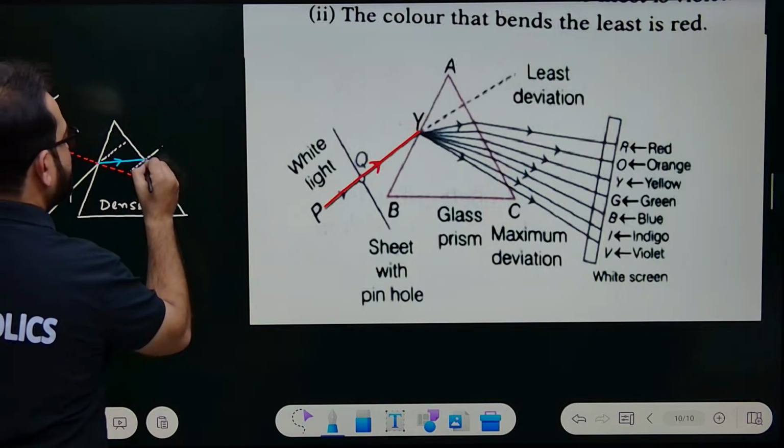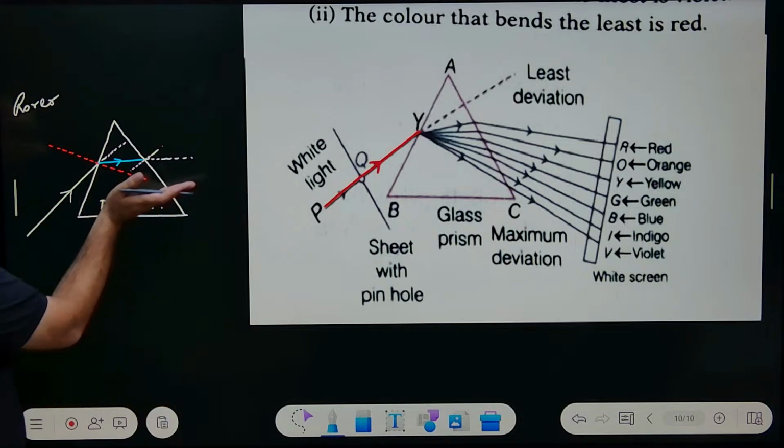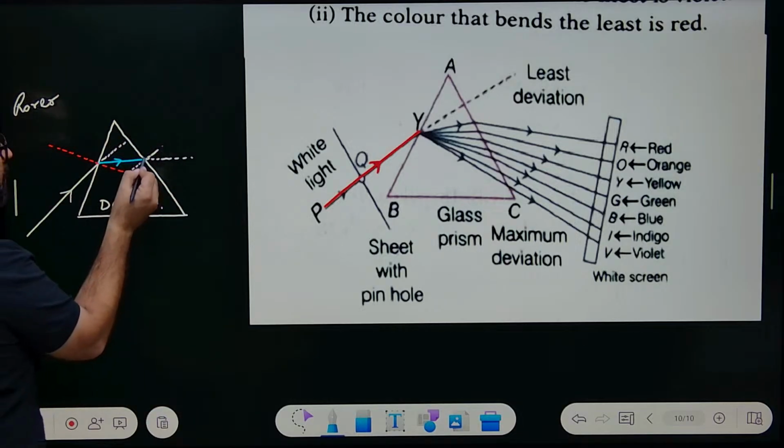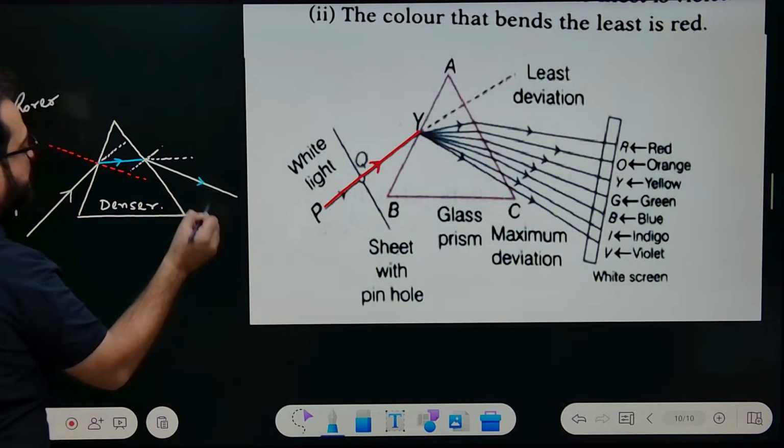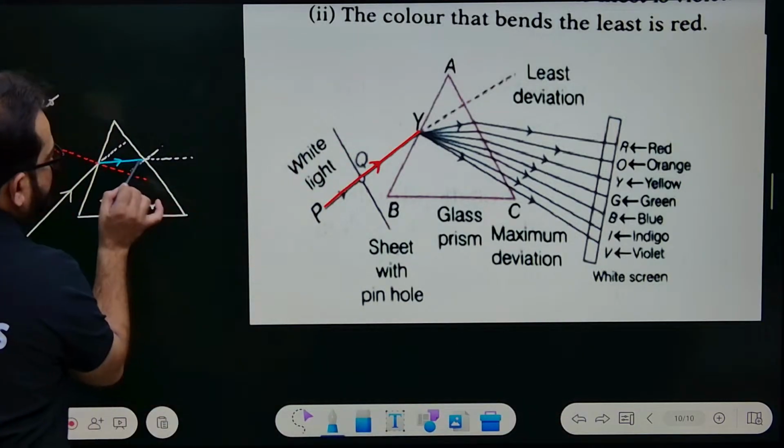So this is the initial direction of the ray. Yes or no? Yes, sir. So it will bend away from the normal. It won't go like this. It will go like this. Got it? Yes or no? Tell me. It will go like this.